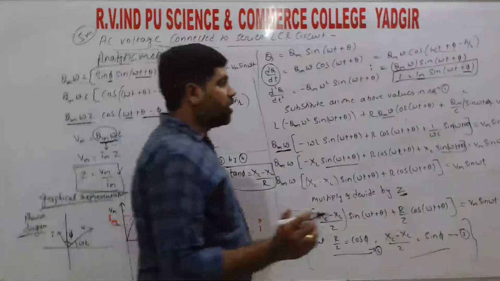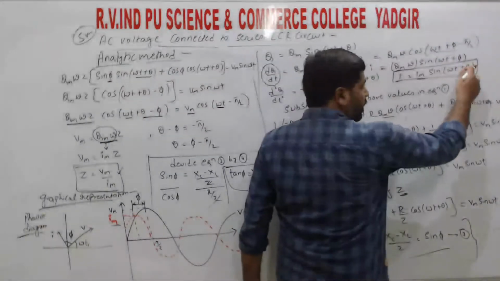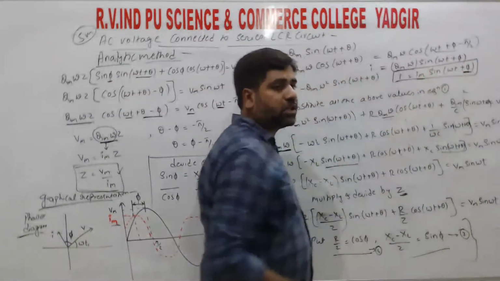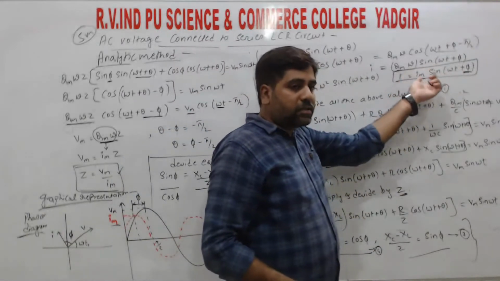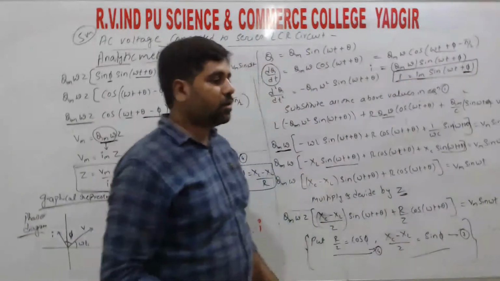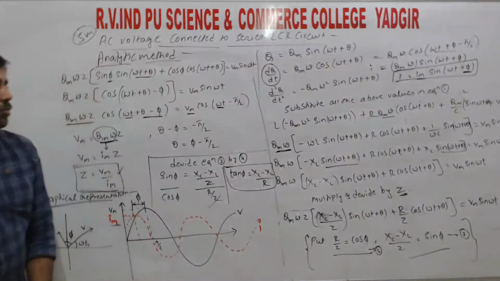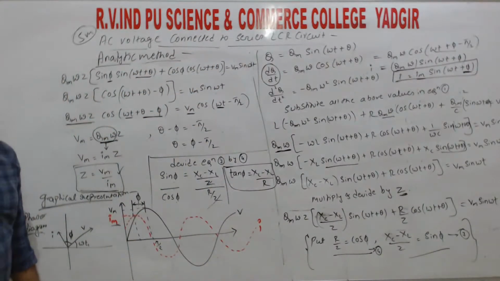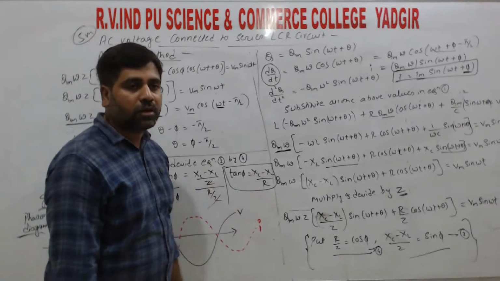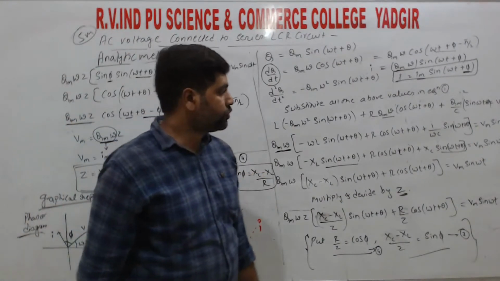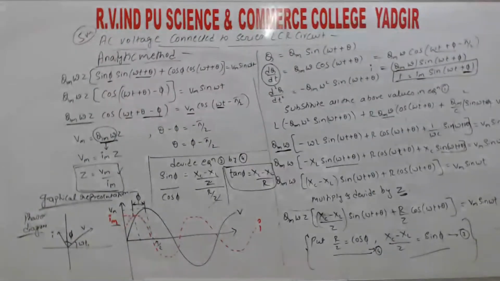That lead or lag is decided by plus phi. If it is minus phi, that means the voltage leads the current. That means the voltage first reaches the maximum, then the current. So this is about the series LCR circuit. The remaining related to this topic we will discuss in our next class. Thank you.